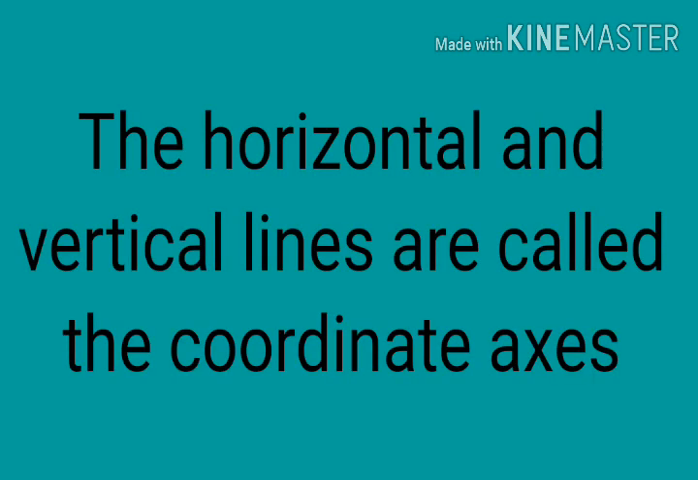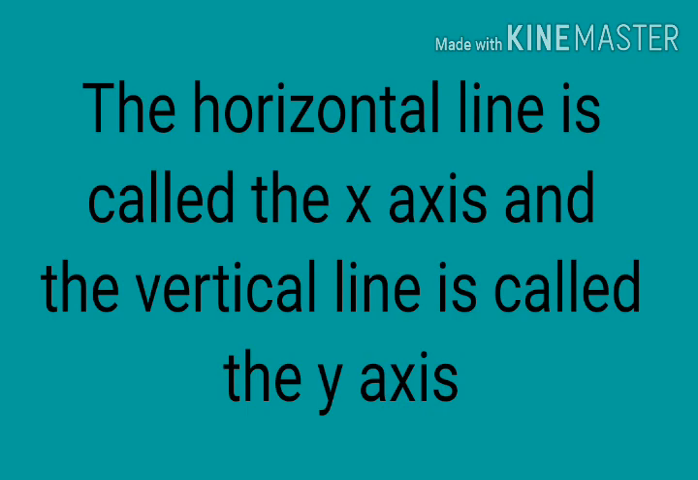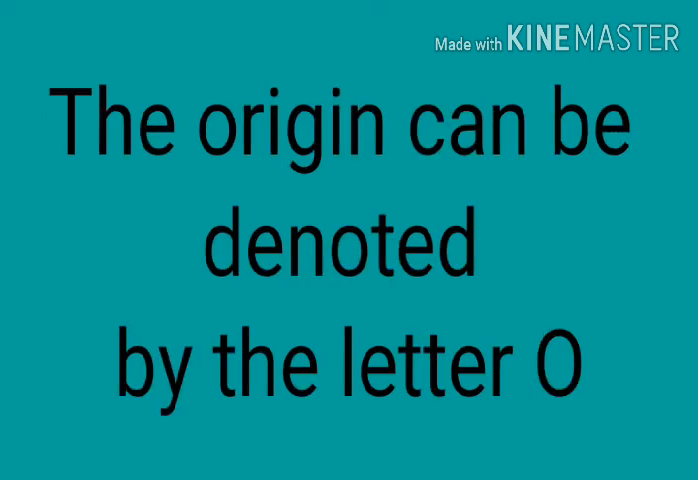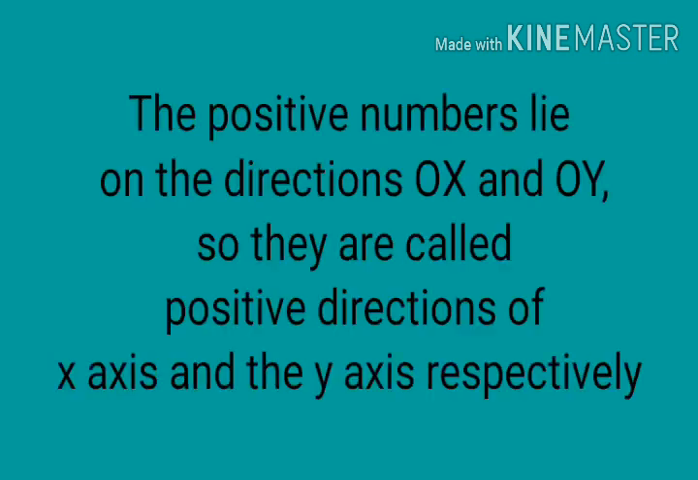Then those vertical and horizontal lines are called the coordinate axes. The horizontal line is called the x-axis and the vertical line is called the y-axis. Then these two axes intersect at a point. That point is called the origin. We denote the origin by the letter O.